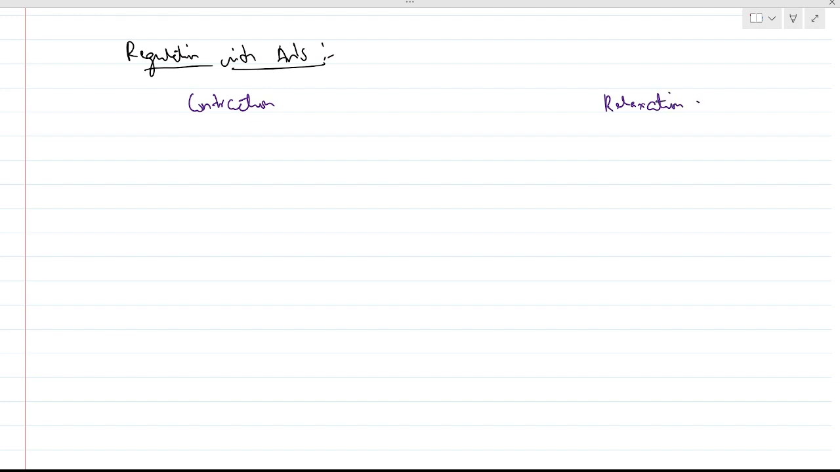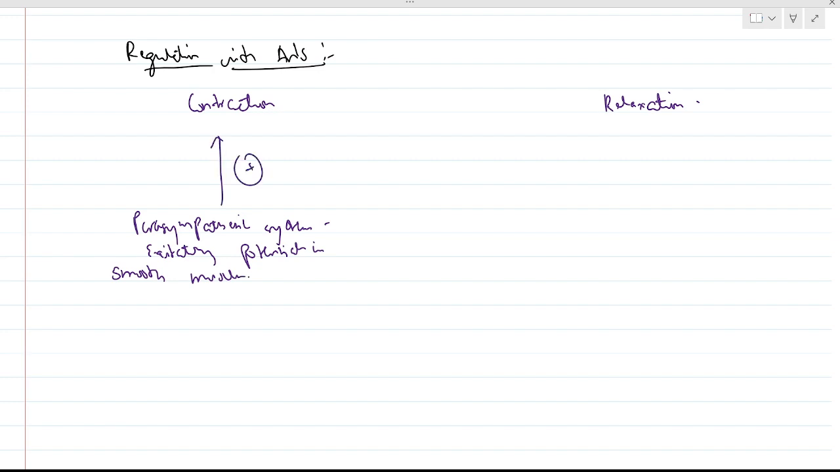Our first is the parasympathetic system here. The parasympathetic system causes excitatory potentials in smooth muscles. This leads to contraction. Parasympathetic is responsible for contraction in the part of ANS.